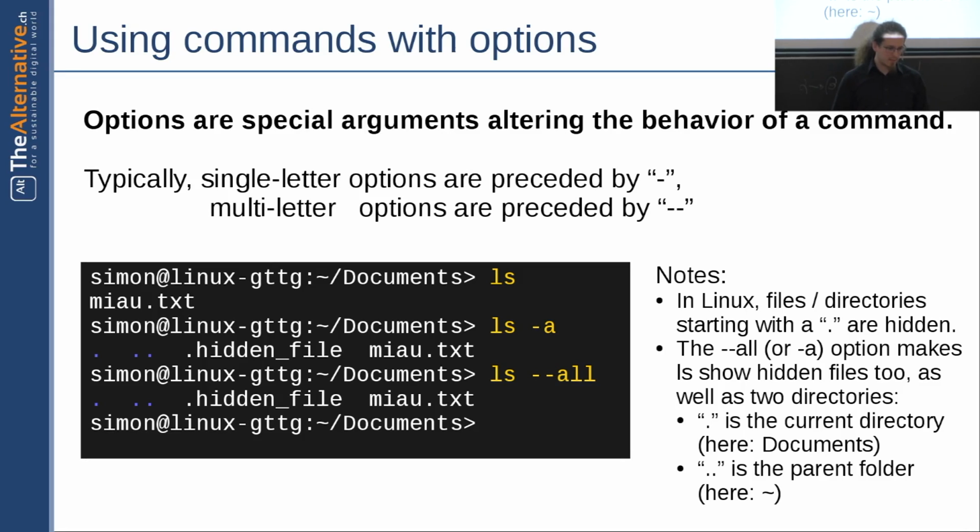In this example, we have ls with the a or all argument, and it basically tells ls to list everything that's inside a directory. This makes ls list also the hidden files. Hidden files in Linux are marked by a dot leading the file name. If you don't specify a, you only see meow.txt. If you specify it, you see also the hidden file.